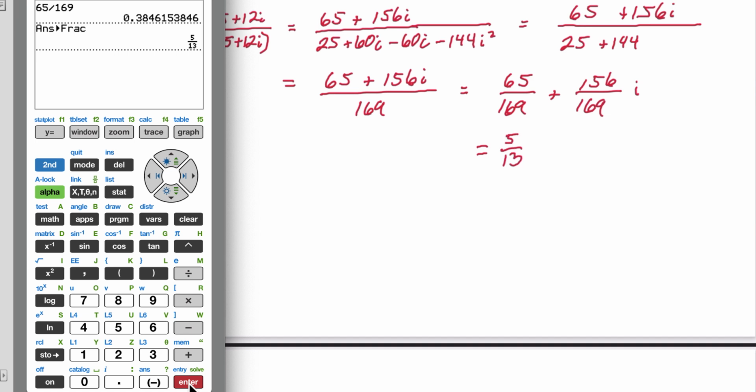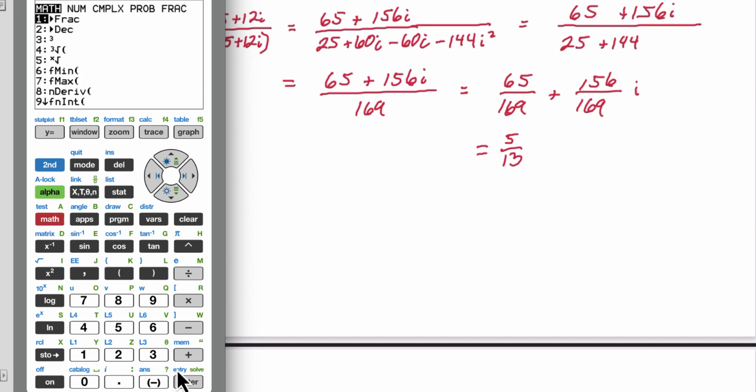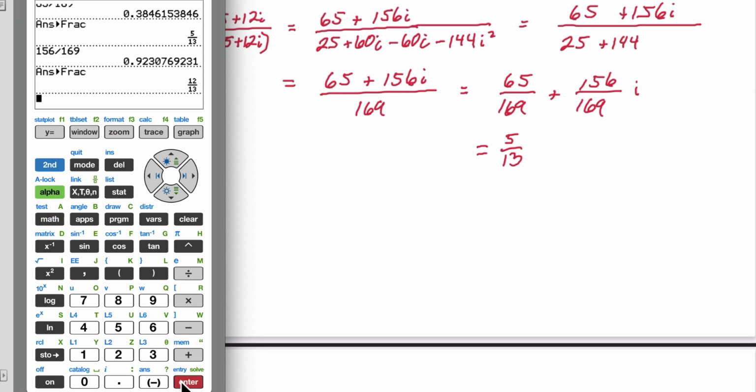And we'll do the same thing with the other fraction. 156 divided by 169. Enter will give you a decimal. Math, enter, enter. Looks like this one does reduce. We get 12/13. So we have plus 12/13 i.